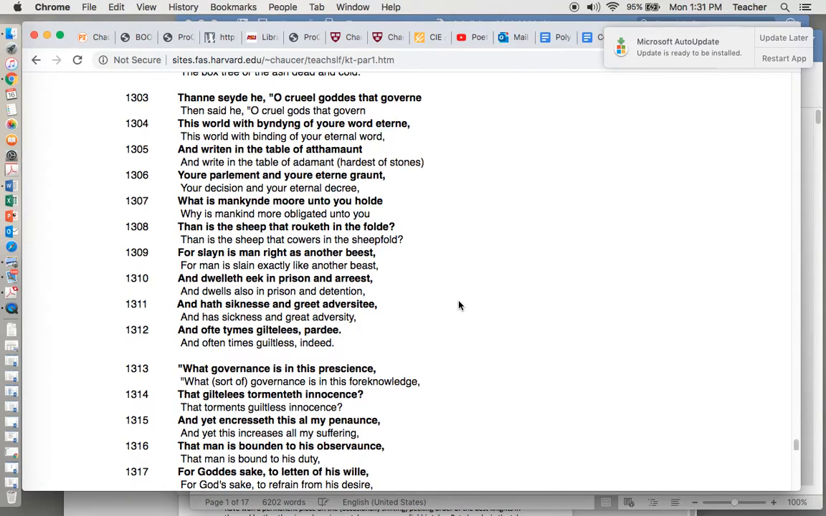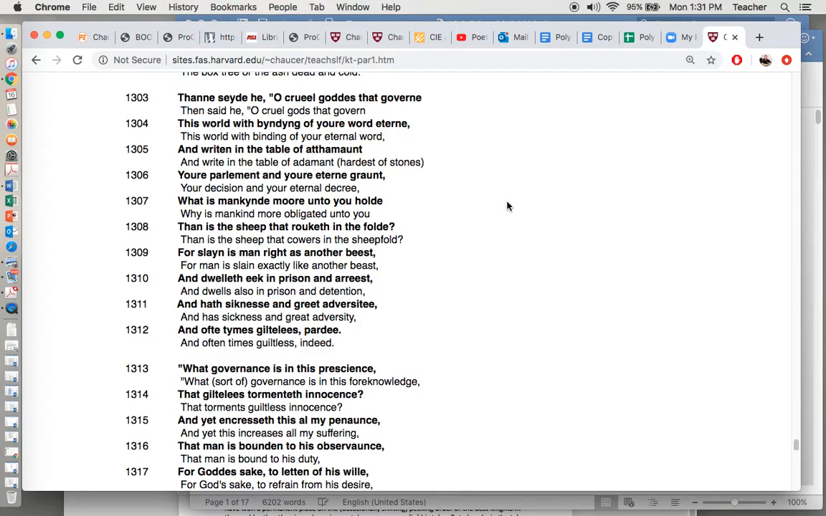Then said he, O cruel goddess that govern this world with binding of your word eterne, and written in the table of adamant. We should be familiar with adamantium at the very least, right? Hardest of stones, hardest of metals, adamantium.